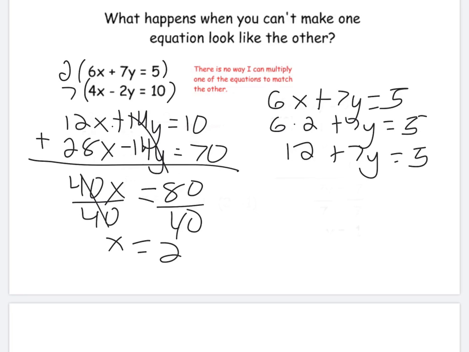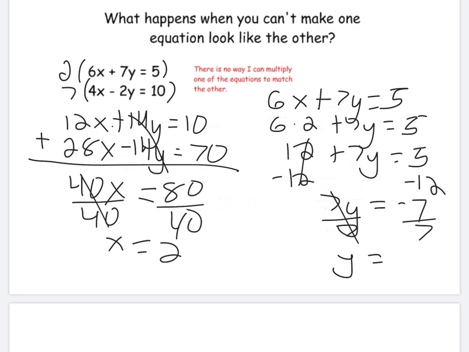I want to solve for the y, so I have to get rid of the 12 first, so I want to subtract the 12 from both sides. 12 minus 12 is 0, so I'm left with the 7y on the left, and then 5 minus 12 gives me negative 7. Then I want to divide both sides by the 7 to isolate the y. Now that the y is isolated, negative 7 divided by positive 7 is negative 1. So that means our solution to this system of equations is 2, negative 1.